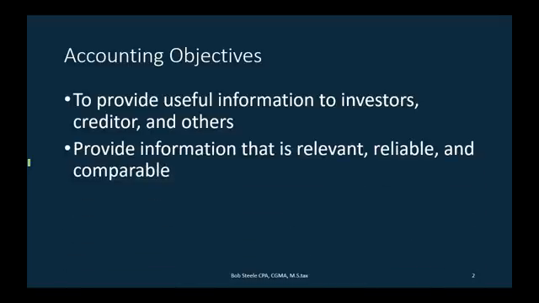We also want to provide information that is relevant, reliable, and comparable. Keep those three in mind. Those are often types of test questions that come up a lot: relevant, reliable, and comparable. Obviously, we want the information to be relevant to the user. We want it to be reliable. They have to be able to trust the information that is being given. It has to be accurate, and it needs to be comparable.